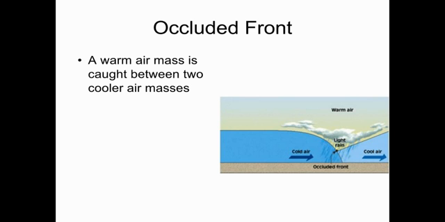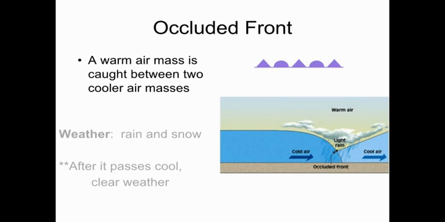The temperature near the ground actually becomes cooler because the warm air mass is occluded or cut off from the ground. As the warm air cools and its water vapor condenses, this is what might bring some cloudy rain or snow to fall. After an occluded front passes, you'll have cool, clear weather.